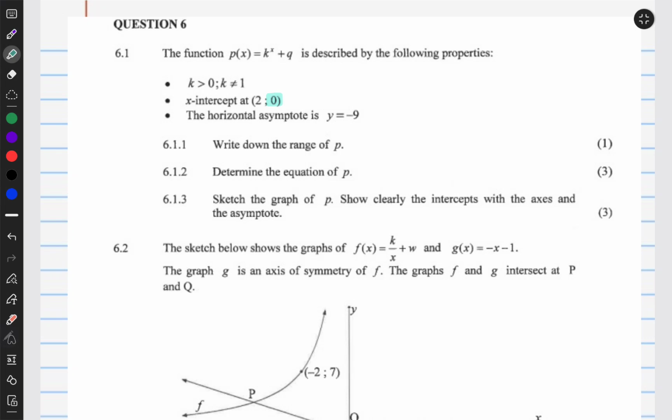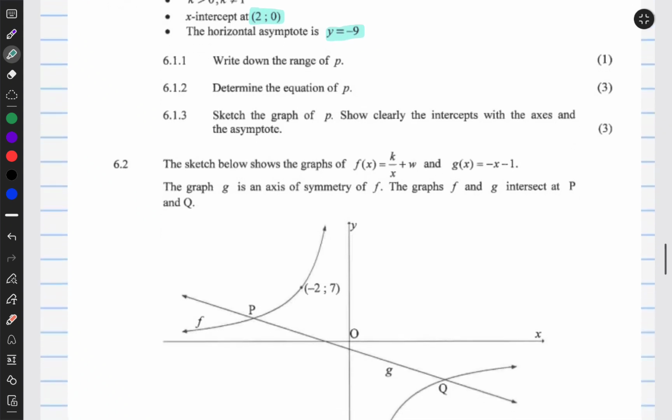The x-intercept is at 2 and 0, and the horizontal asymptote is at what? It is at y is equal to negative 9. What is the horizontal asymptote from the equation? It's q. So that is going to be negative 9. For now, let's just work with what we're given.